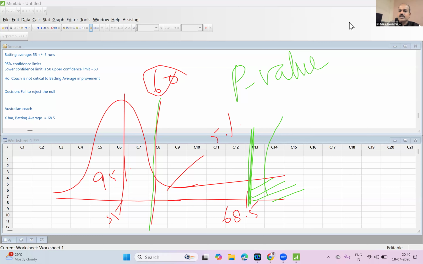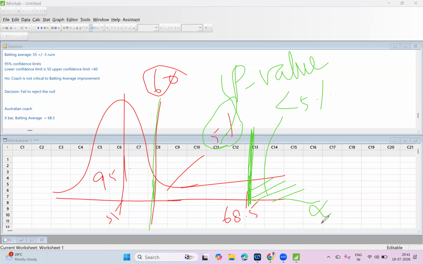Can this p-value be more than 5% or less than 5%? From this line up to infinity, what is the total area? The total area is 5%. But we want to calculate the area from this line up to infinity. That means this is definitely within 5%, yes or no?